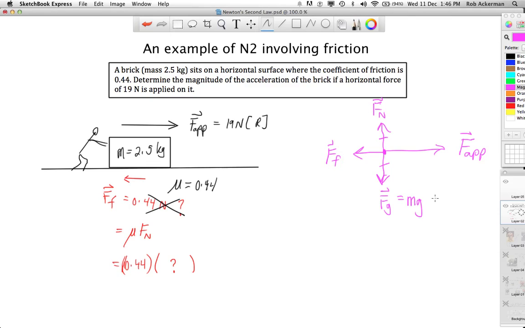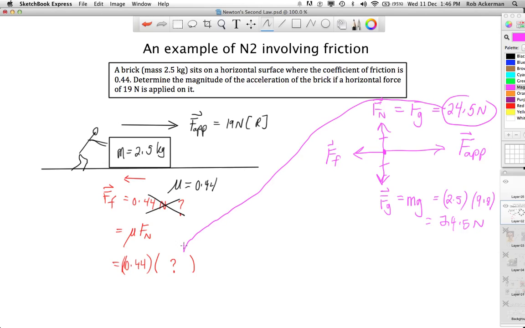Fg is equal to mg, which of course is 2.5 times 9.8. I'll just plug it into my calculator here, 2.5 times 9.8. I get 24.5 newtons. And by the analysis that I did with my free body diagram, I know this normal force is equal to Fg, so I can also write 24.5 newtons. Now I'm going to use this in the friction formula. I'm going to multiply by 0.44, which gives me my friction force of 10.78 newtons.